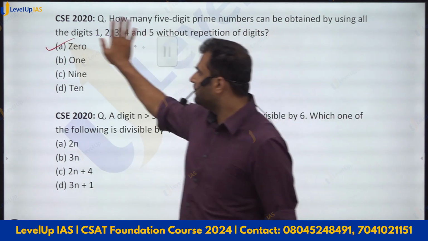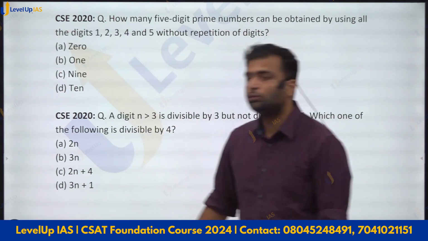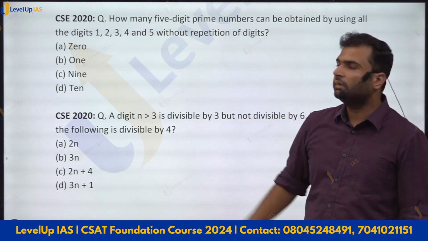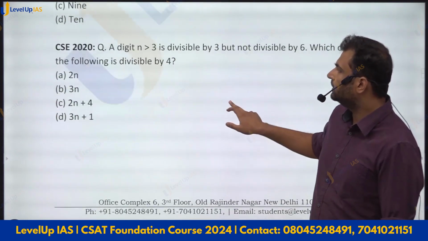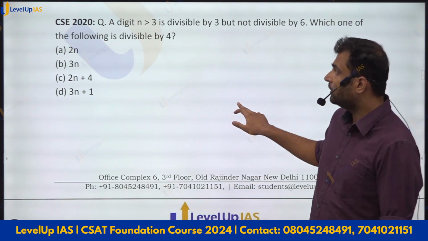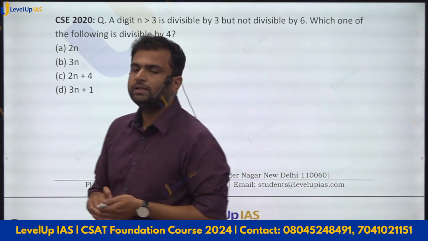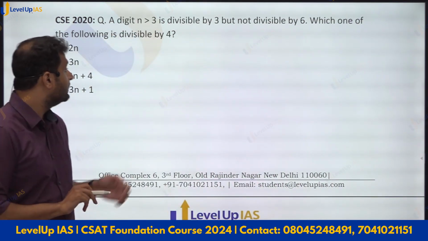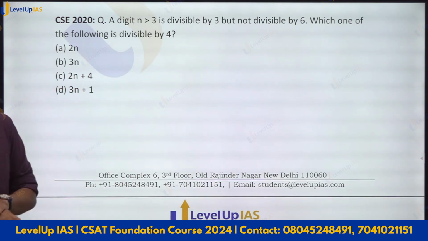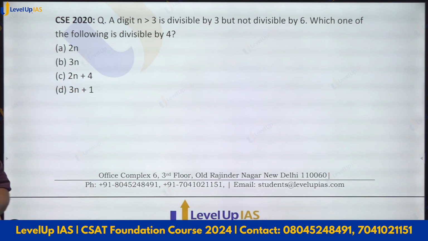And as I said, it is not humanly possible that UPSC asks you to actually find prime numbers manually, or 5-digit prime numbers, that too. It is just not possible. Okay. I hope that is clear. Let us come to next question.